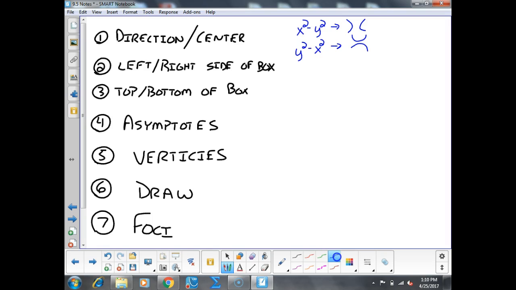Grumpy face. Okay? And the center is where? Where's the center? Where in the equation? H comma K.